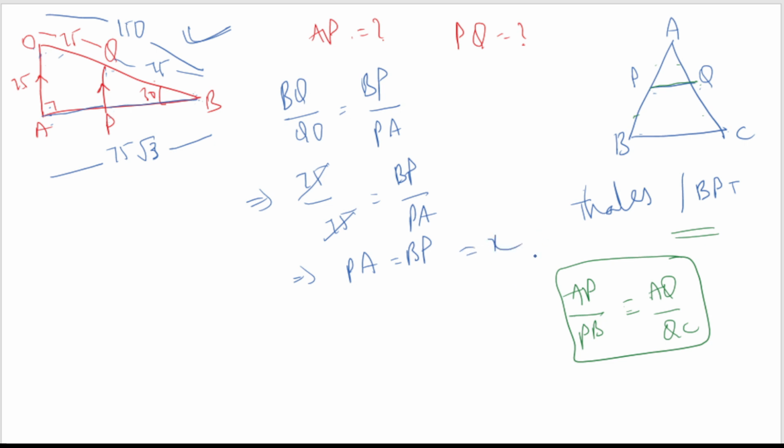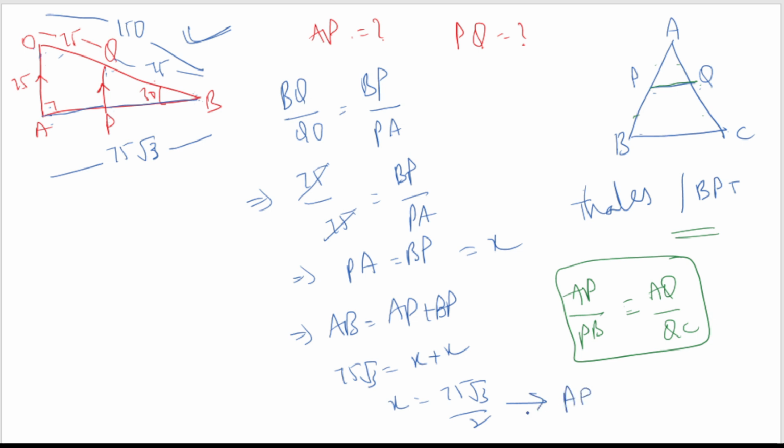We will assume this as X. So here AB is equal to AP plus BP. It is X plus X. AB is 75 root 3. So here X is equal to 75 root 3 divided by 2. Here we got AP as 75 root 3 divided by 2. This is the AP value, and we have to find the QP value.